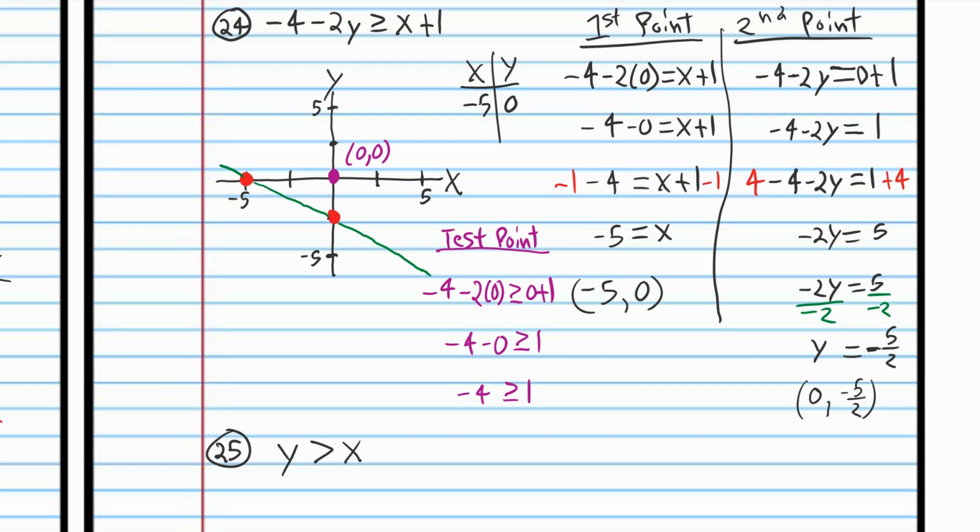So you tell me, is that true? Is that a true statement? Is -4 greater than or equal to 1? And the answer is absolutely not. -4 cannot be greater than 1. So that means we're not going to shade in the region the point is on. We're going to shade in the region on the other side of the line.